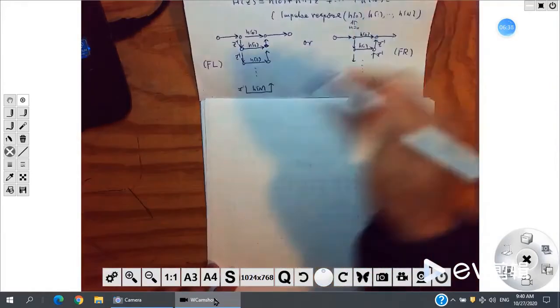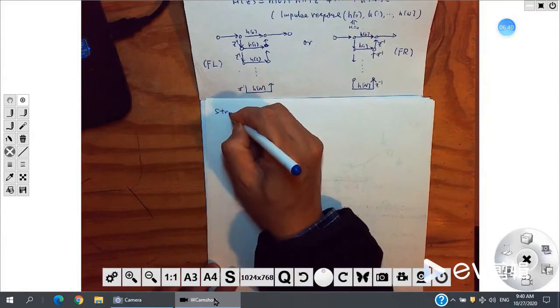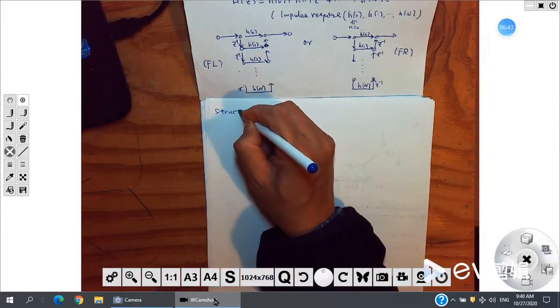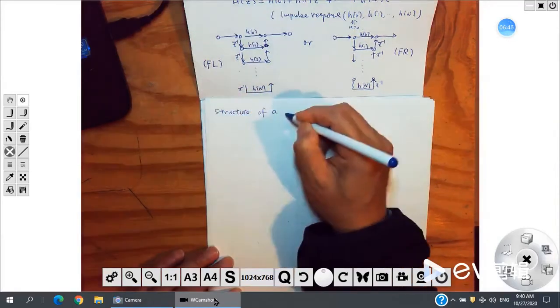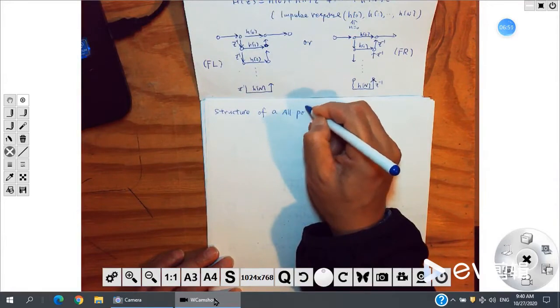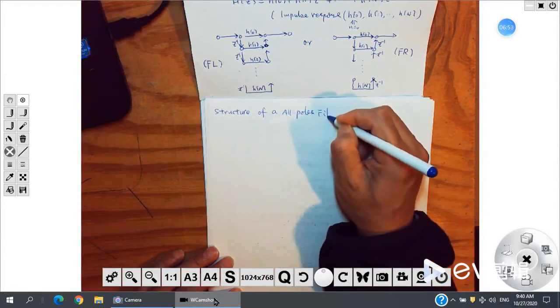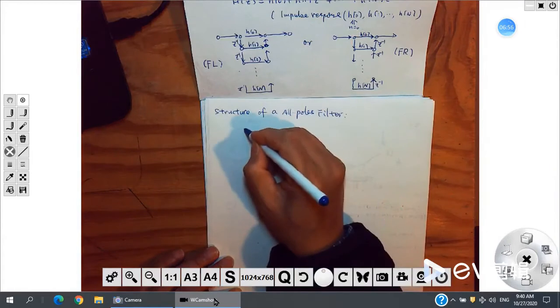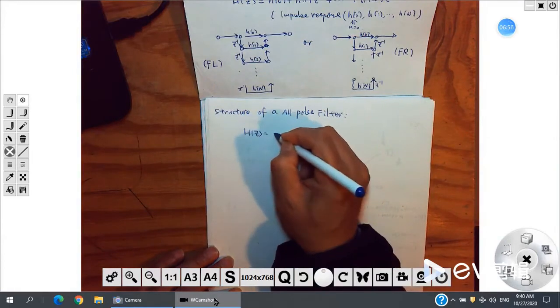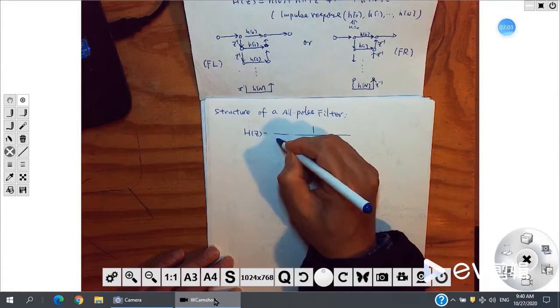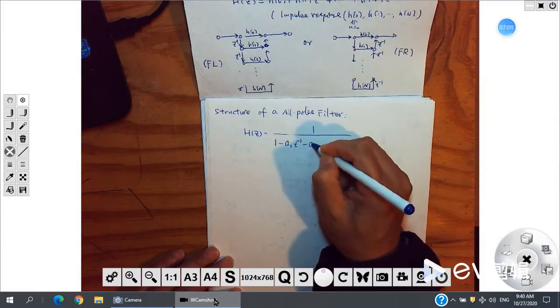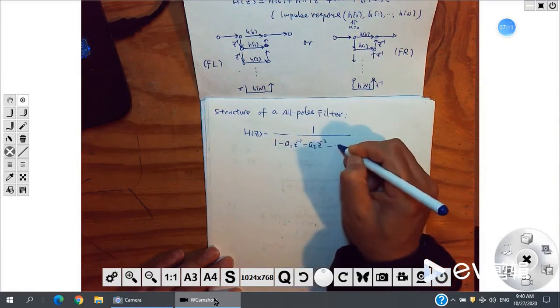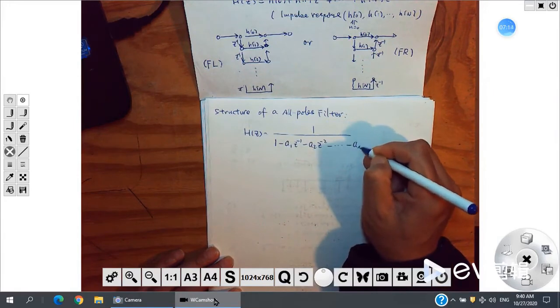And another kind of system is a reverse. You just reverse the transfer function. We call that the all-poles filter. Now h of z will be 1 over, let's say, 1 minus a1 z to negative 1 minus a2 z to negative 2 until a n z to negative n.